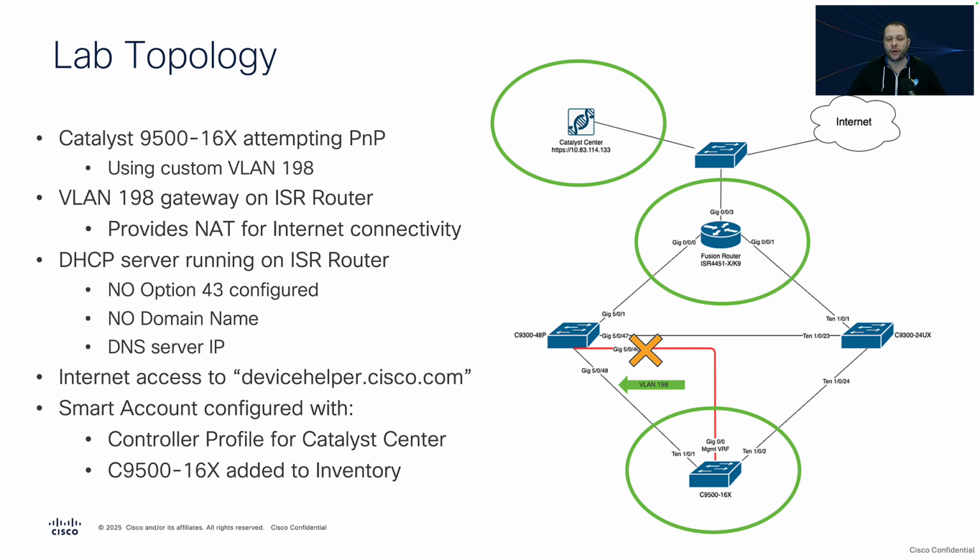Finally, in the smart account that we're using for this demonstration, I have it configured with a controller profile that is set up to redirect the device to our lab's Catalyst Center server. And I have also the C9500-16X switch that we're using added to the inventory and identified using its serial number. So it's in our inventory in our smart account. It's configured with a controller profile in order to find Catalyst Center. And so when the device checks in with the Plug and Play Connect portal, it will find a matching record for that device and it will redirect it to our Catalyst Center server. All right, well, let's skip over to the lab and take a look at what this looks like.